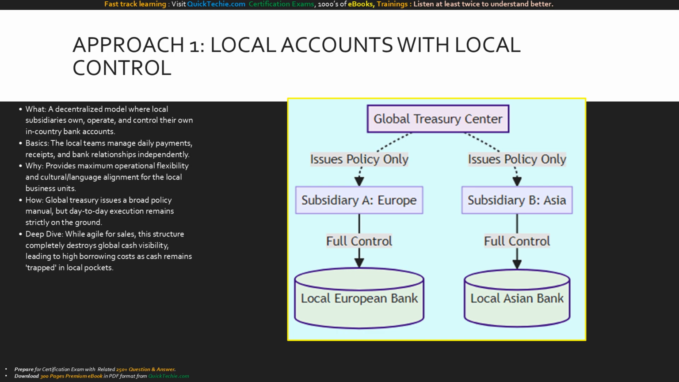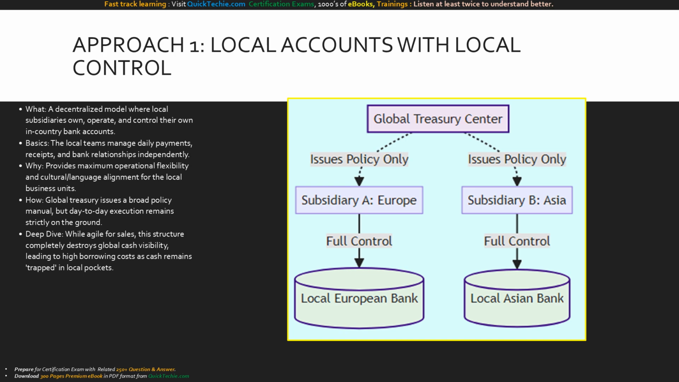Let's explore our first basic operational approach, local accounts with local control. What is it? This is the highly decentralized model typical of younger or aggressively expanding companies. Local subsidiaries open, own, and operate their bank accounts in their own country. The basics are that local finance teams handle all daily receipts, payments, and bank relationships. Why do companies do this? Because it offers maximum operational flexibility. The local team speaks the language, knows the local clearing rules, and can react to local vendor needs instantly. How is it governed? The global treasury usually just issues a broad policy manual, leaving the actual execution to the local CFO.